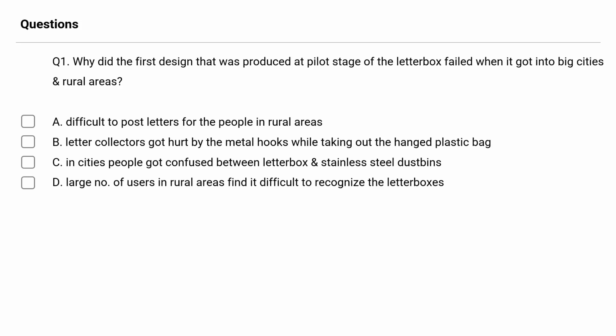Okay, so now we begin with our set of 10 questions. We need to read them, understand them, interpret them, and let me know which options could be the correct answers. If you see here, these are square boxes, which means multiple answers are correct. All right. So the question is, why did the first design that was produced at pilot stage of the letterbox fail when it got into big cities and rural areas?